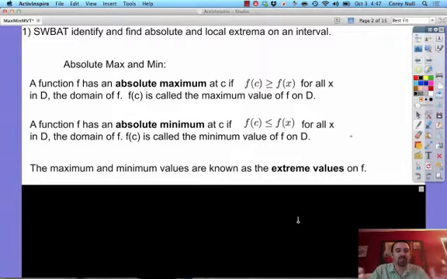And collectively, maximum or minimum values are known as extreme values or extrema.